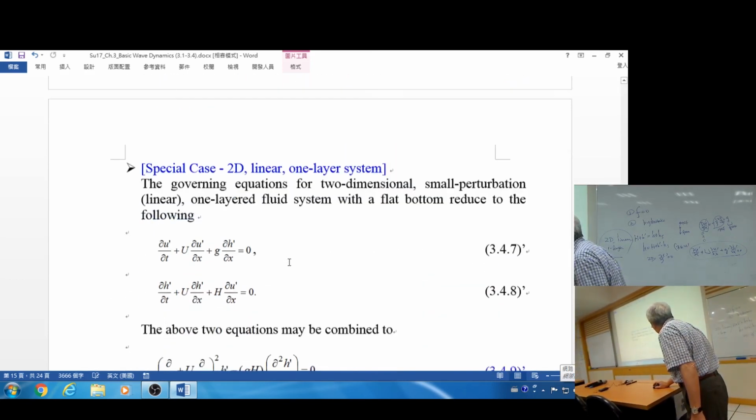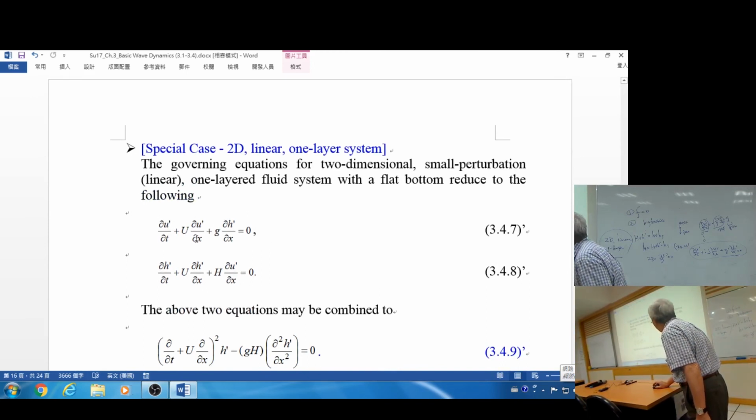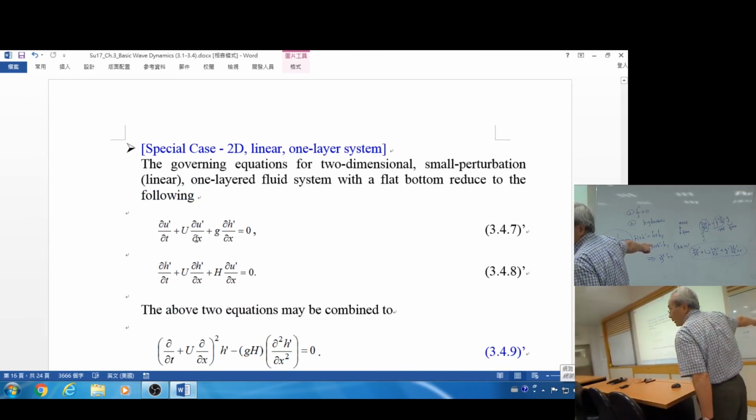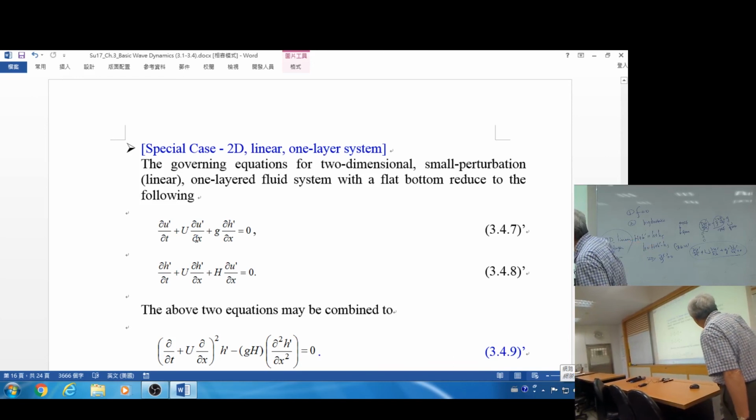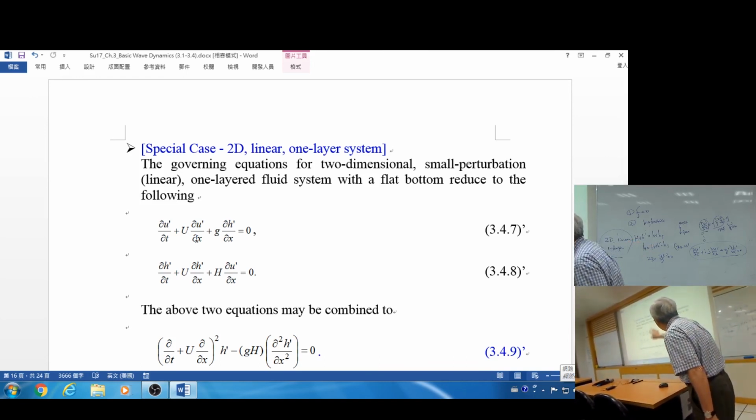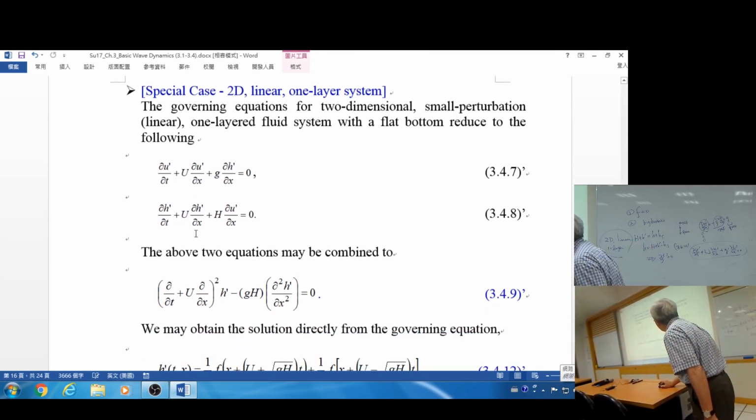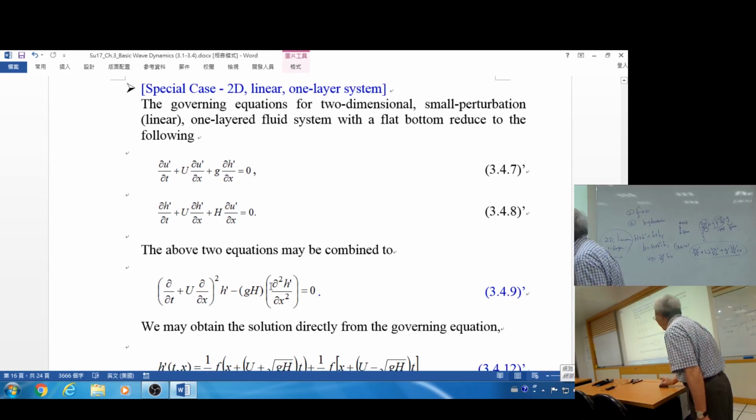Then you can do the 3.4.6. So then the first equation becomes this, identical to what I did there. You can do the same thing for 3.4. And these two equations can be combined into this one. I think I stop here.